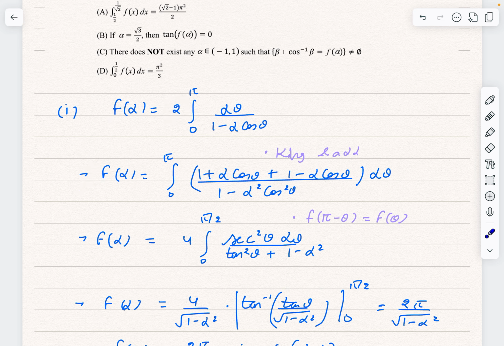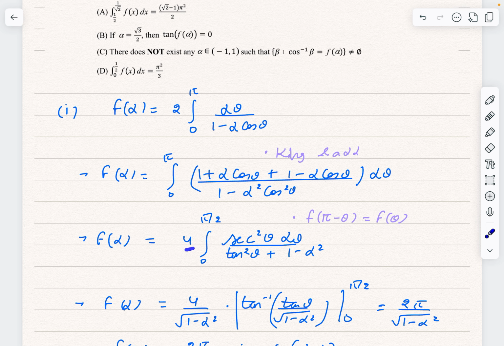So just when you add them, you get 1 plus alpha cos theta plus 1 minus alpha cos theta by 1 minus alpha square cos square theta d theta. Now in this, f of pi minus theta is f of theta, so we can use the property and the limits will become 2 times 0 to pi by 2.